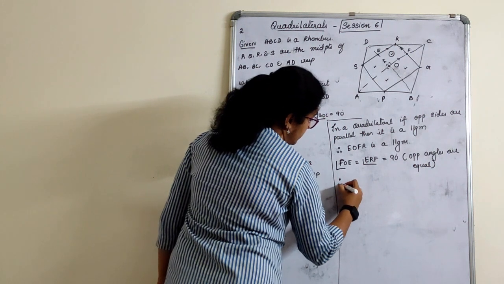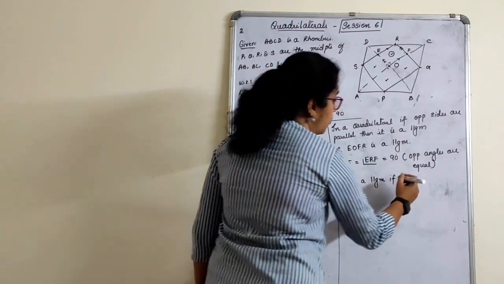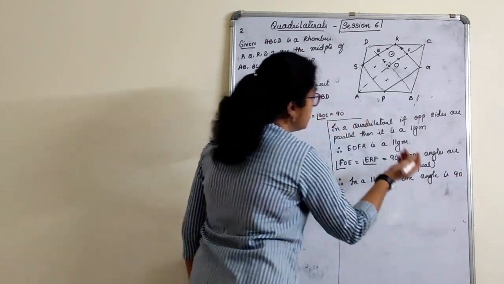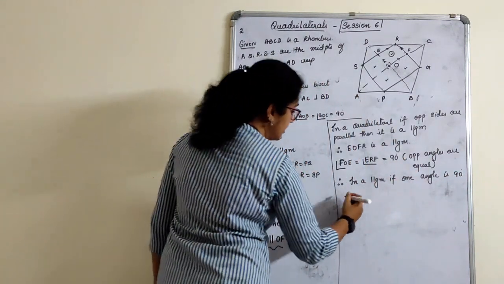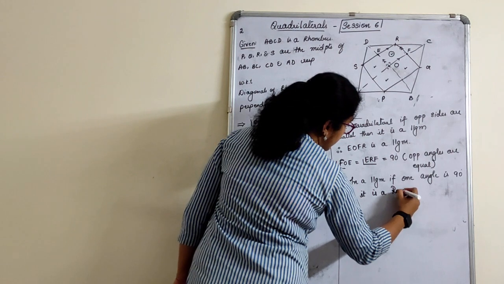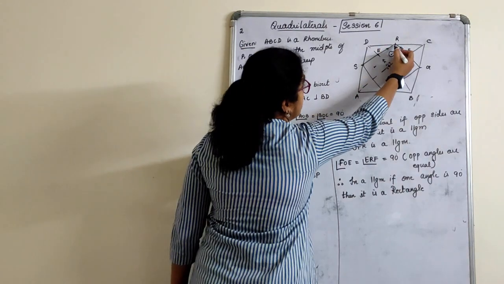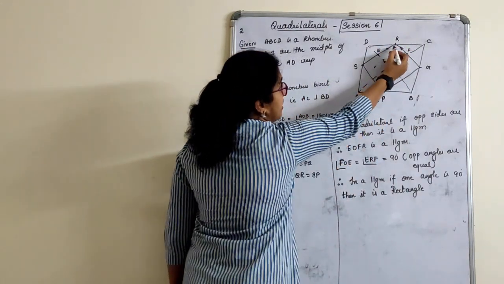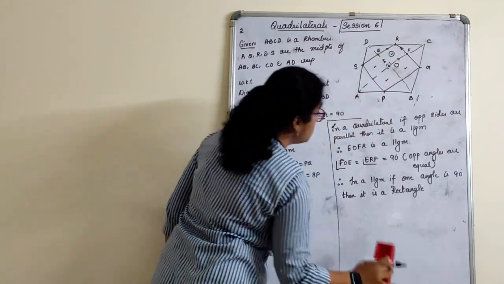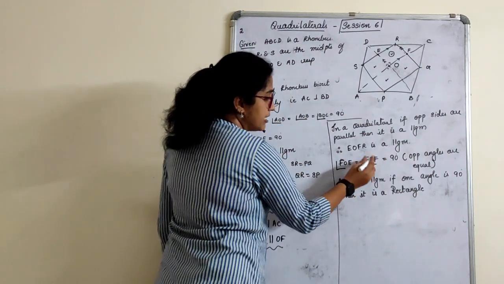Now, last statement. In a parallelogram, if one angle is 90 degrees, then it is a rectangle. Okay, so here now it is a rectangle. Once again, I just missed it. ERF is 90 degrees. I had to mention one more thing here, children. FOE is equal to ERF is equal to 90.